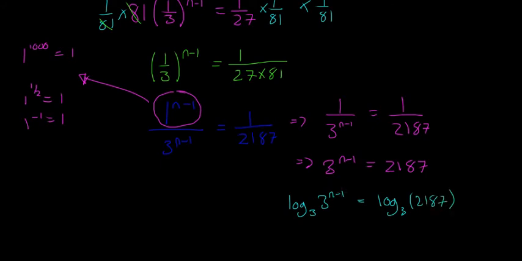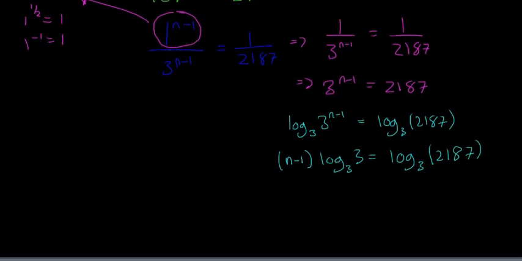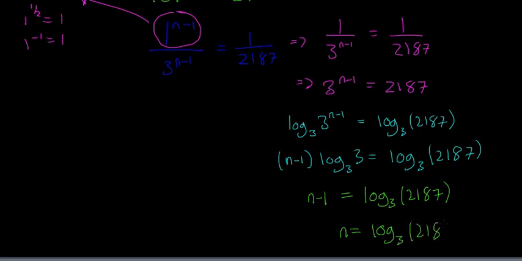So again, with the log, you can take this power and multiply it by the front. So you can go n minus 1 multiplied by log base 3 of 3, and that's still going to be equal to log base 3 of 2187. Scroll down a little bit more. I'll go green. So log base 3 of 3 is just going to be 1. Okay, so then it's just going to be n minus 1 is equal to log base 3 of 2187. So n is equal to log base 3 of 2187 plus 1. So just move the 1 over the other side.